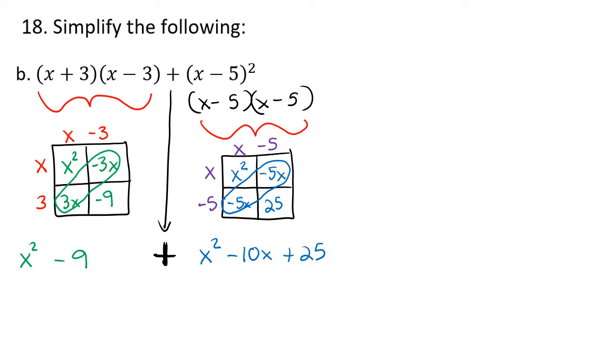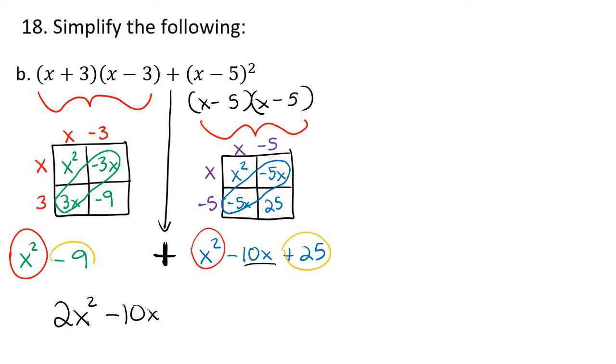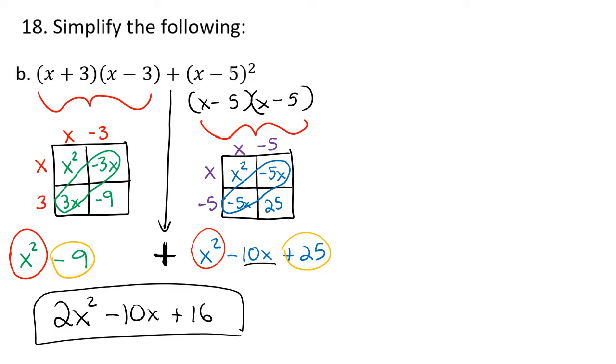And now we just want to combine like terms. Here I have 1x squared and 1x squared. That makes 2x squared. There are no other x terms, so we're going to have -10x. And then we have 25 minus 9, which is 16. So these are going to go together to give us 2x squared minus 10x plus 16. And we've got our answer.